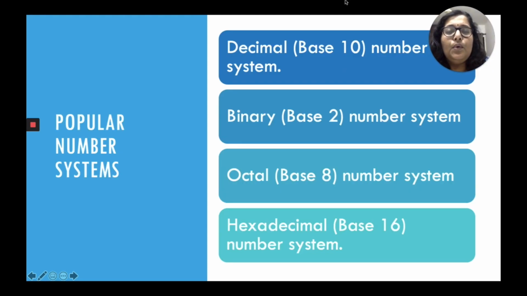In this slide, we are going to discuss the popular number systems that are in use. They are the decimal number system, which is also known as base 10 number system, the binary number system, also known as base 2 number system, the octal number system, also known as base 8 number system, and the hexadecimal number system, which is known as base 16 number system. The base of the number determines how many digits are there in that number system. Shall we move on to the next slide?